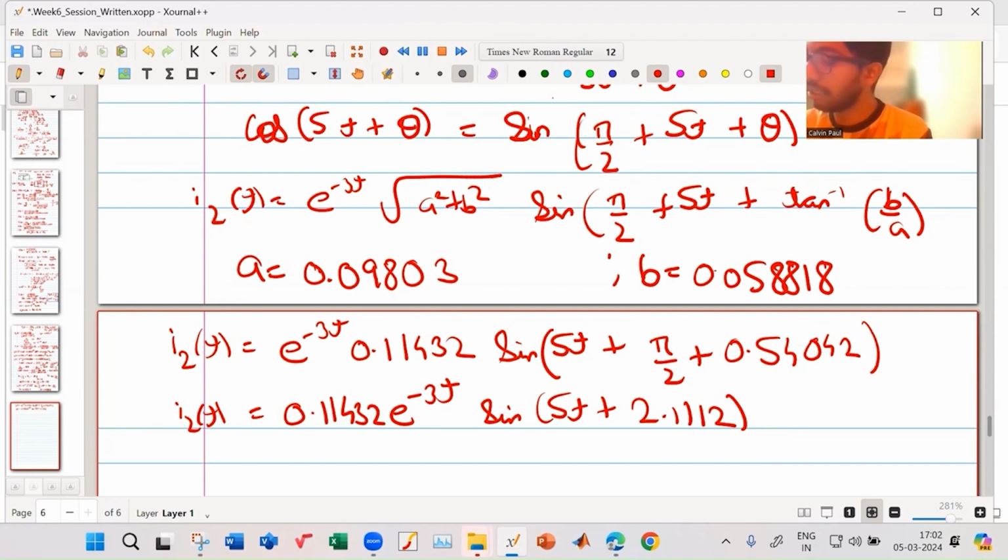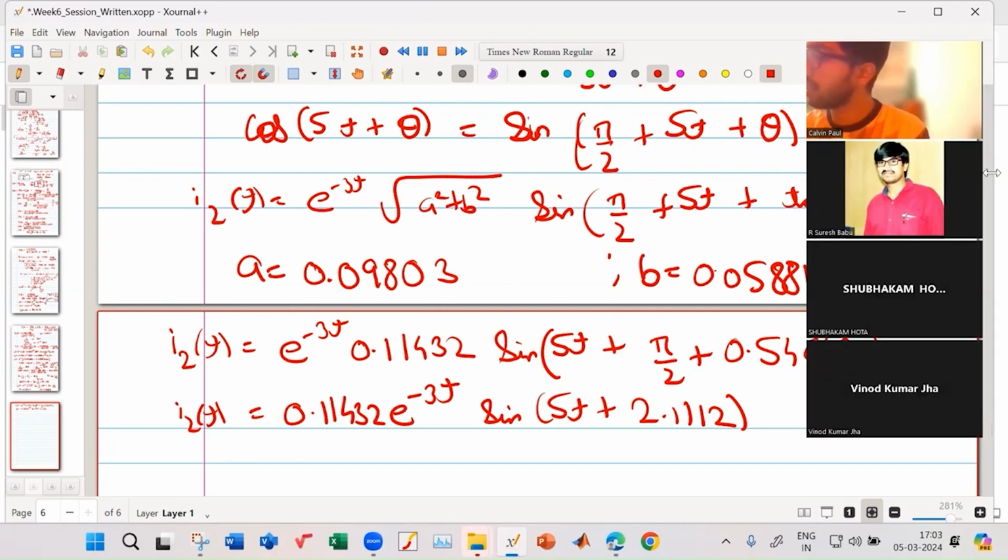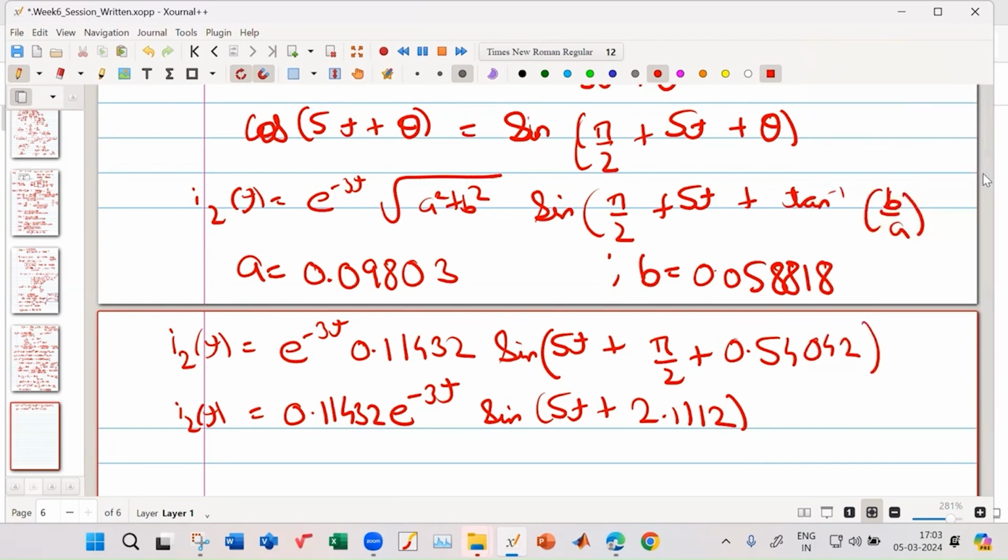So any doubts in this? Shubhakam, Hota, Suresh Babu, no doubts, no queries? Yes, sir. Okay, so this is my I2 of t I got.